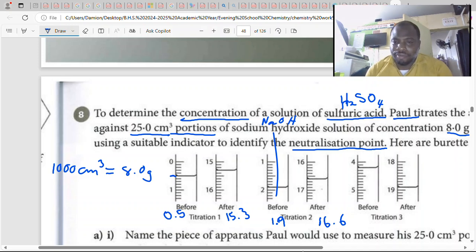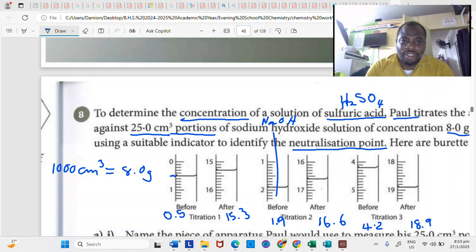In this case 4.2, and here 18.4. Wait. 18.4. Wait, wait. No. Remember 18.9. Definitely. All right, so let me reduce the size.